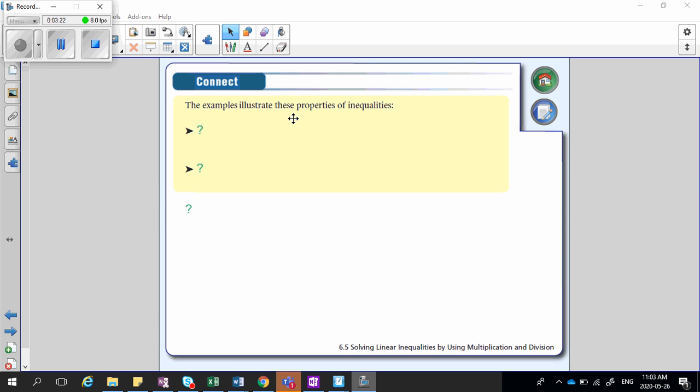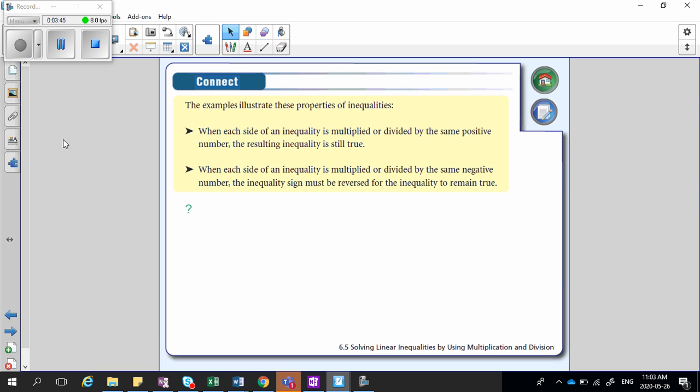So what is this telling us? Well, look, here are the properties. If you multiply or divide both sides of an inequality by the same positive number, the resulting inequality is still true. So the sign does not change directions. We still have left side is less than the right side, or left side is greater than the right side. It doesn't switch. But when we divide or multiply each side of an inequality by a negative number, the inequality sign has to be reversed in order for it to still be true.